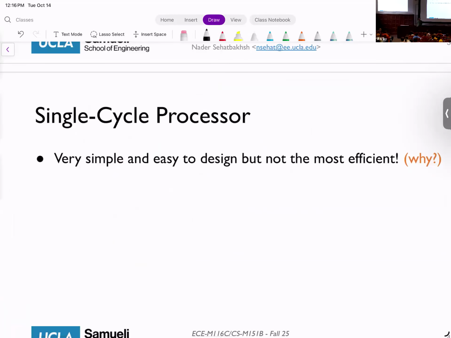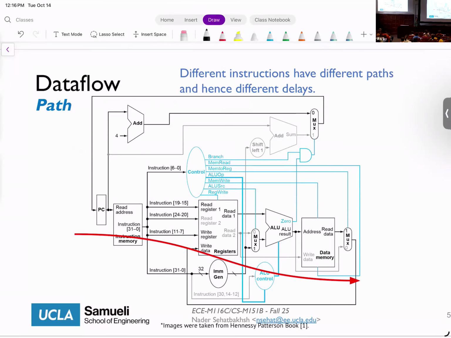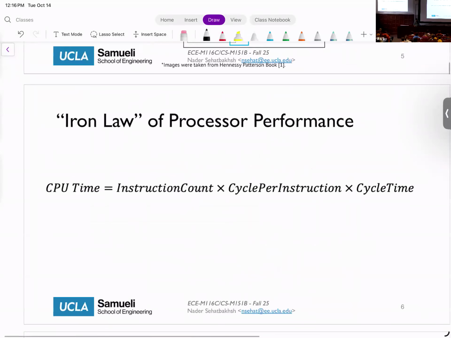The last thing we discussed last time was the single cycle processor. We said that the design is slow. We talked about the critical path and how we actually find the critical path. And then we talked about the iron law of processor performance. And we said that the goal is reducing the CPU time. In order to reduce the CPU time, we need to reduce any or all of these things.